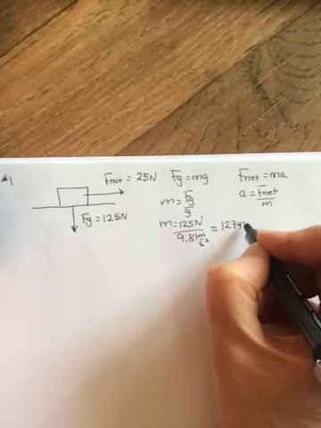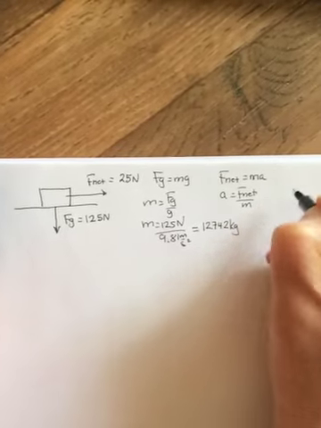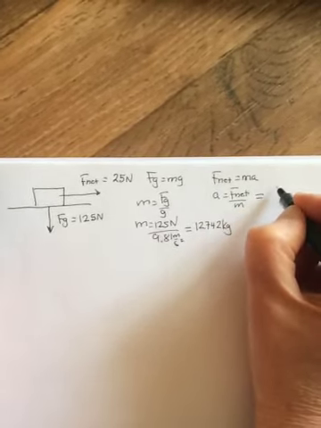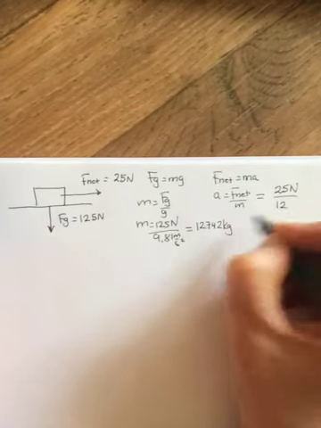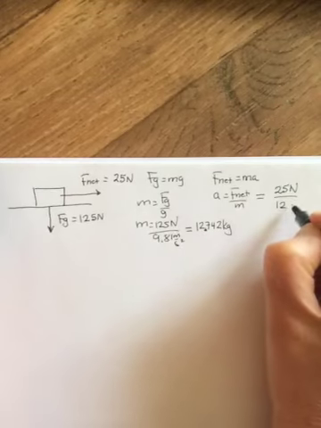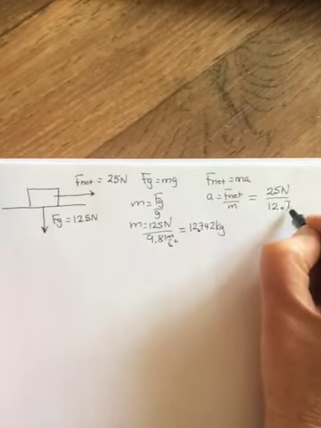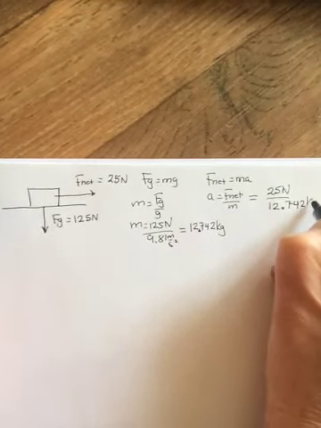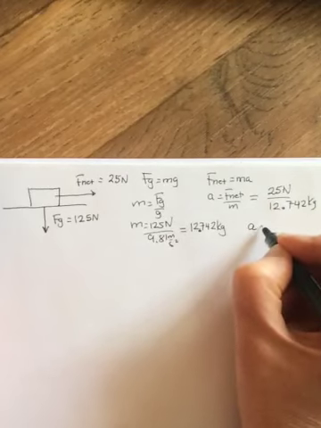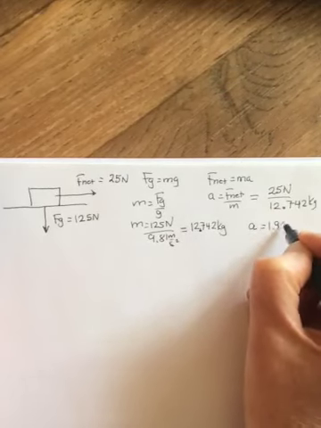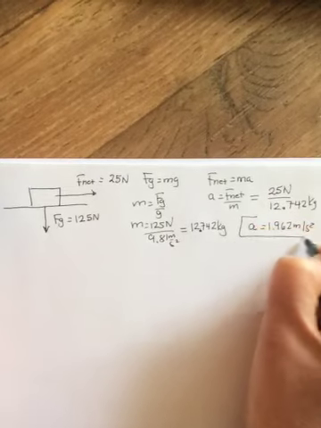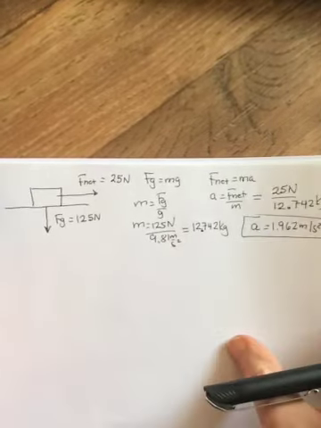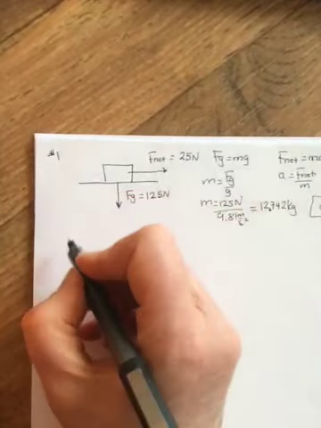12.7421 kilograms. And so then you take that up here and you do 25 newtons divided by 12.7421 kgs, and you end up with an a of 1.962 meters per second squared for number 1. Number 2.